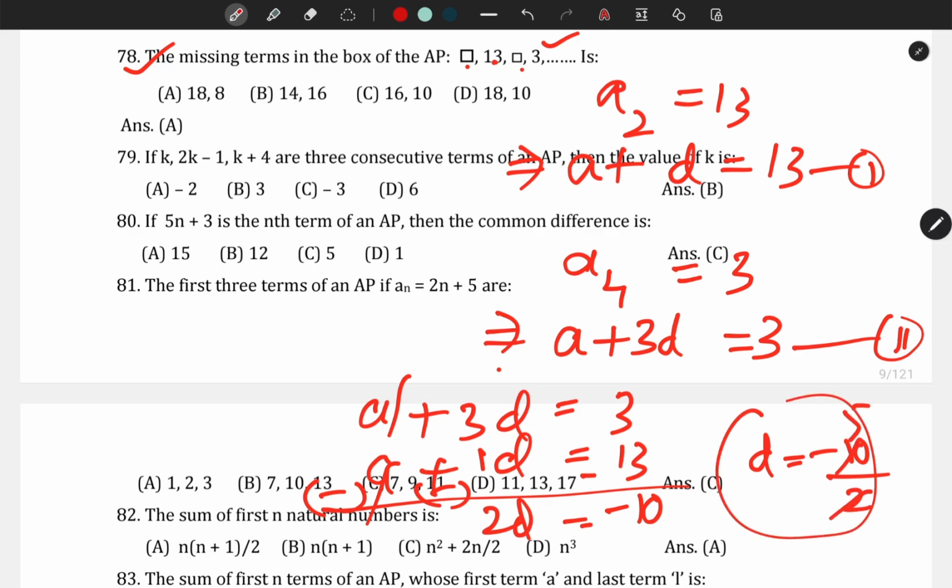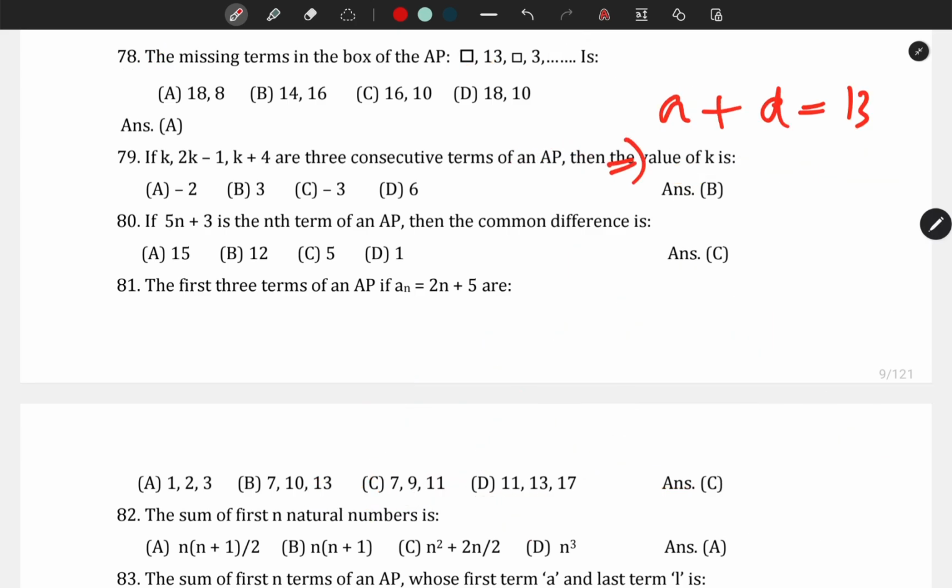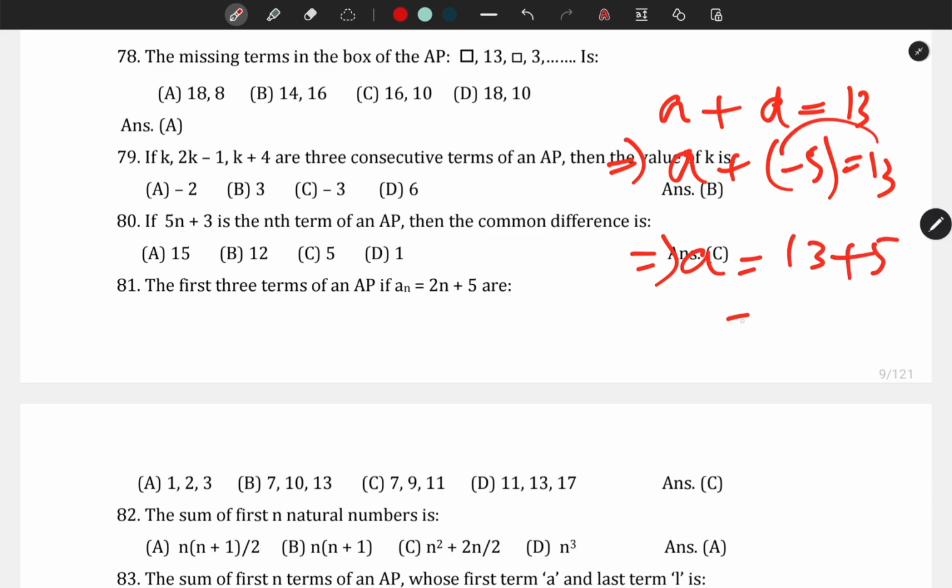Putting this value of d in equation 1, we can get a. So if we put the value of d in equation 1, a we don't know, d we got minus 5, equals 13. So a will be 13, minus 5 we take to the other side, it will become plus 5. a will be 18. The first term is 18.